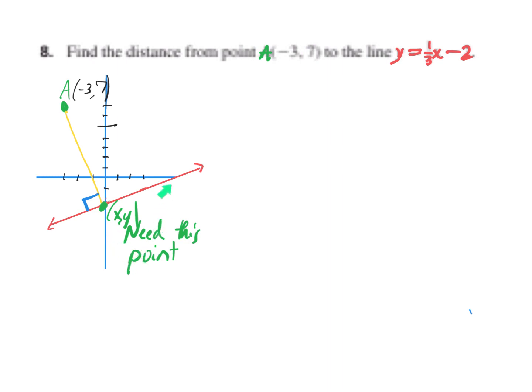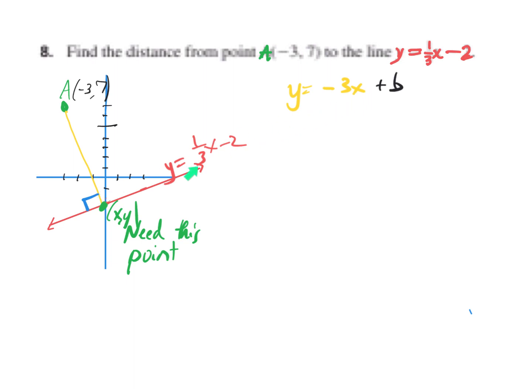We'll need the equation of the red line and of the yellow line. The red line was given. The yellow line is perpendicular, so its slope will be the opposite reciprocal of 1/3. So if we use the slope-intercept form, y equals slope x plus b, we can find b by substituting in a point that's on the yellow line.